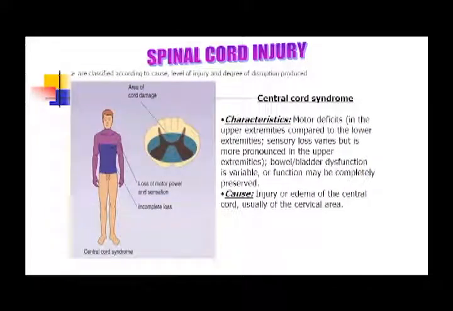So in this case, this would have an effect on motor deficits, usually affecting upper extremities than lower extremities. So you'd usually notice pag central cord syndrome, upper extremities ang pinaka-main na target niya. Although sometimes it can also affect the lower extremities. However, as to the severity of the injury or severity of the disruption, usually upper extremities. Cause, injury or edema of the central cord, usually of the cervical area.